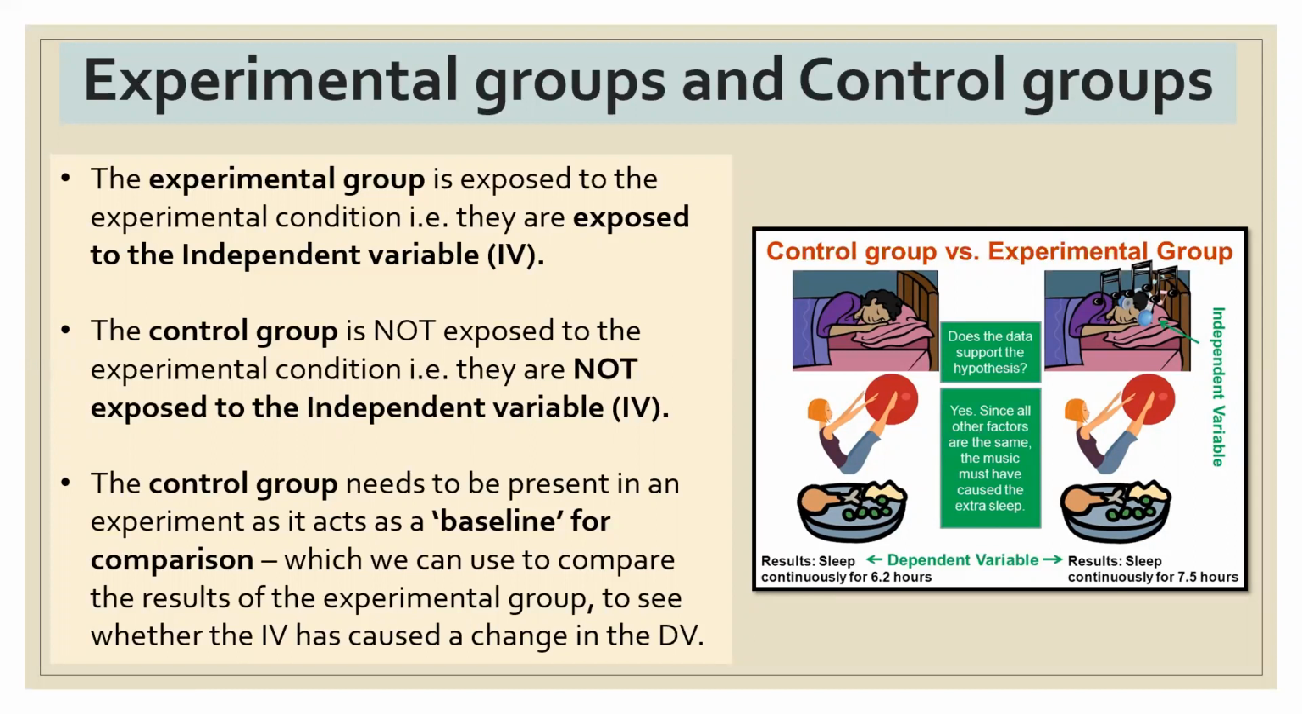Now, as I said before, it's extremely important for us to have a control group. If you don't have a control group in your study, you can't conduct your study. The reason is that when your experimental group participants come out with the results, who are you going to compare their results against? You don't have a baseline. You don't have a basic foundation there for comparison. So the control group needs to be there because we need to be able to compare the results of the experimental group to see if there was a change.